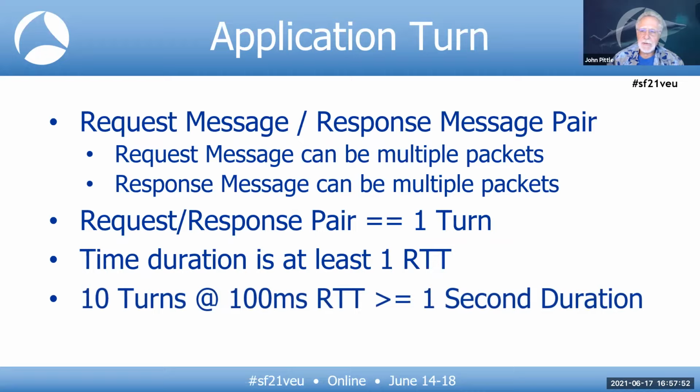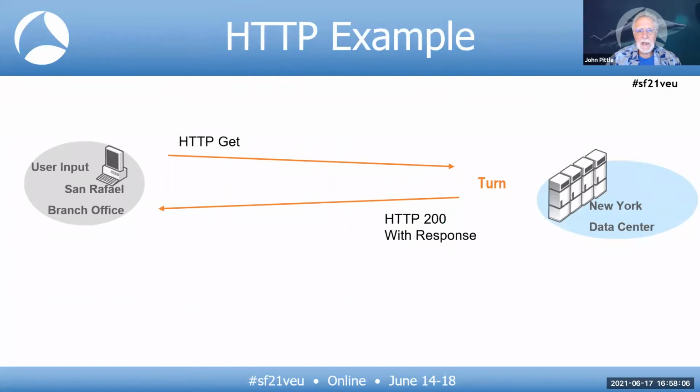And so if we just take an example, 10 turns at 100 milliseconds of round trip time is going to cost you 1 second of response time or duration. So a couple of really quick examples. In terms of HTTP, the request would be a GET. The response would be some HTTP code response, a 200, a 301, 304, whatever the response is, hopefully not a 500. So that's an example of a turn in HTTP.